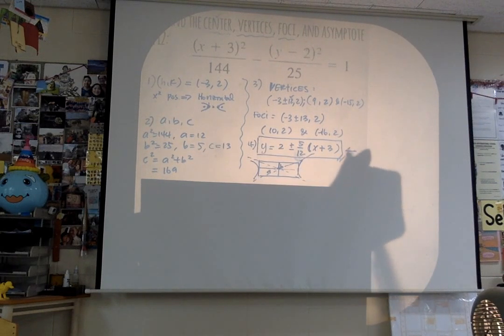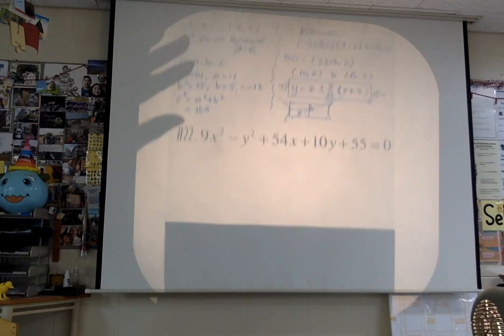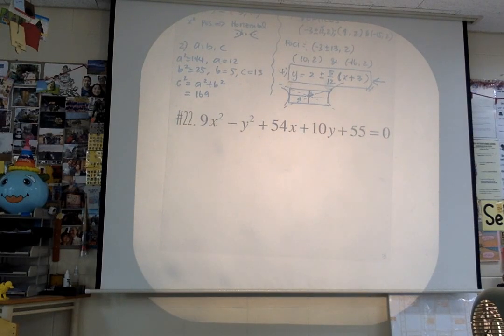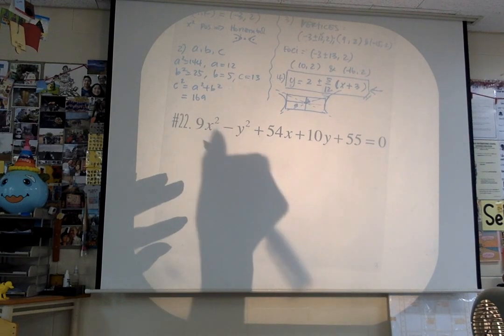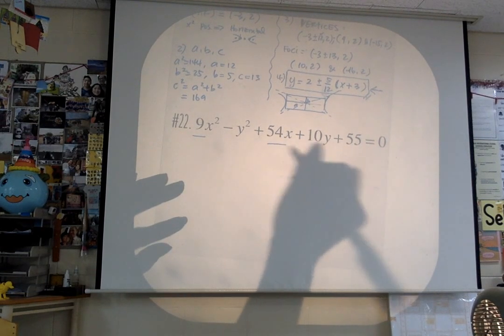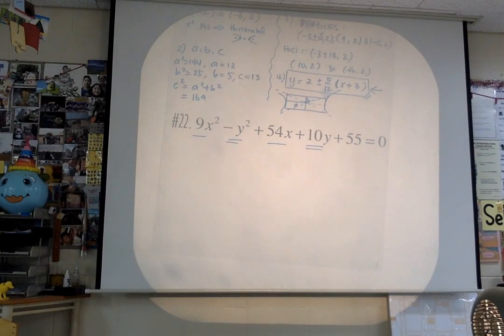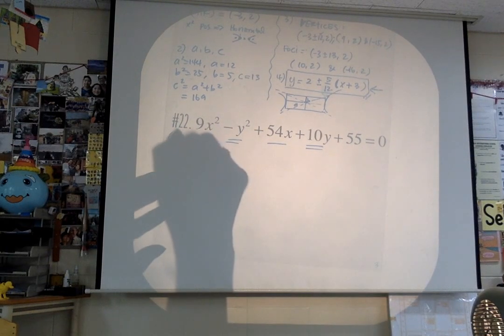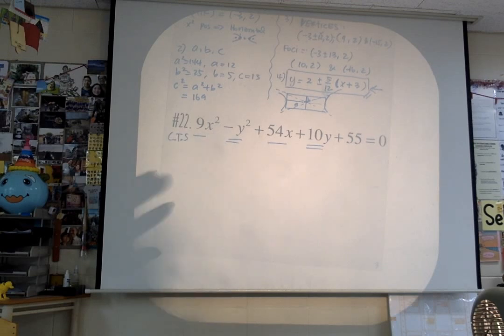This is the hardest one and the strangest one, so I hope you understand that, okay? Now, I want you to look at number 22. Stop the video and take a look and see what you got, okay? Now, again, you're going to have to rearrange this, right? So then the y's are together, the x's are together. Try completing the square here, okay?